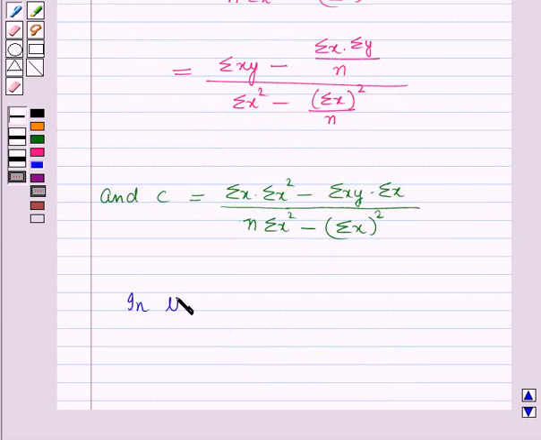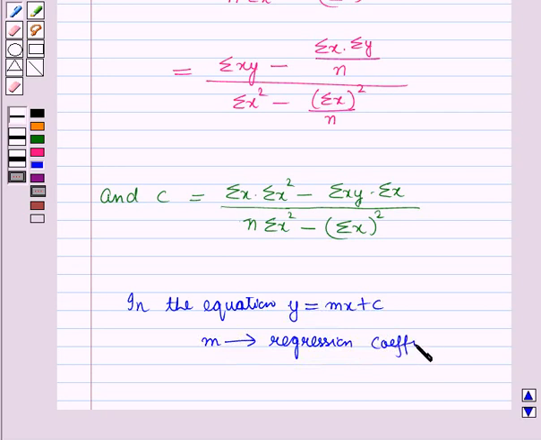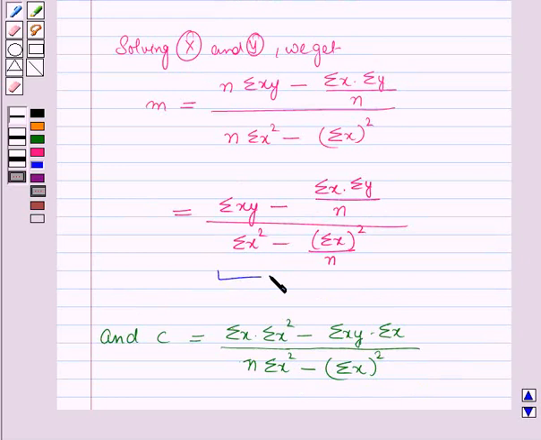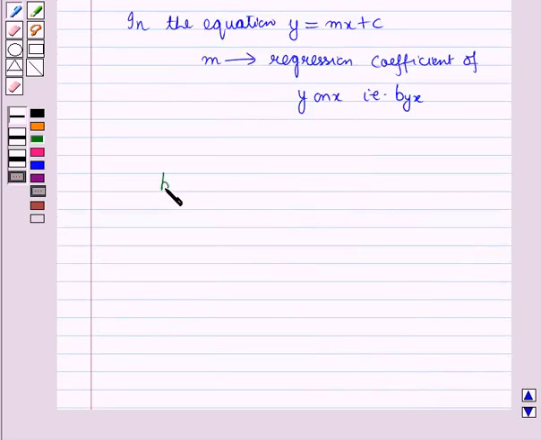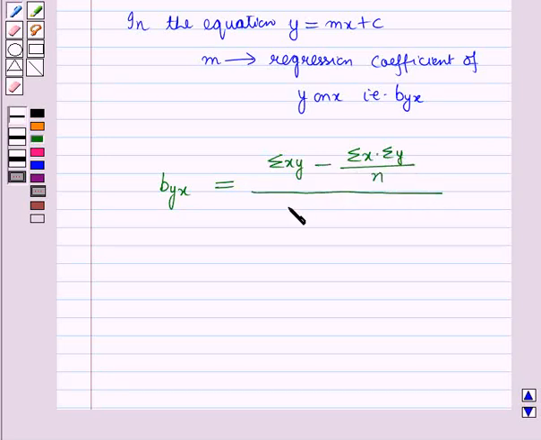Now we know that in the algebraic form of the equation of line of regression of y on x, that is y = mx + c, the coefficient of x, which is m, represents the regression coefficient of y on x, that is byx. Now here we have got this as the value of m. Therefore, byx is equal to summation xy minus (summation x into summation y) over n, whole upon summation x² minus (summation x)² over n.